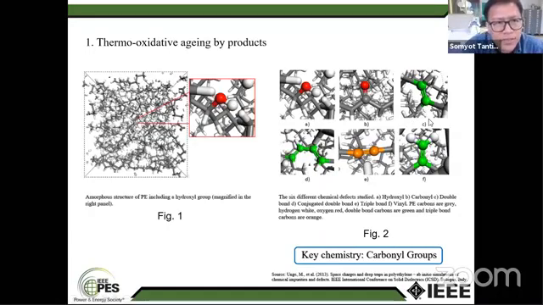Why do I show this chemistry? Because this chemistry affects the charge transport dynamics and also the electrical properties of the polyethylene. But the important chemistry is the carbonyl group, because the carbonyl group has been widely studied by many researchers, and this kind of functional group significantly affects the electrical property of polyethylene, which might lead to the failure of the cables.